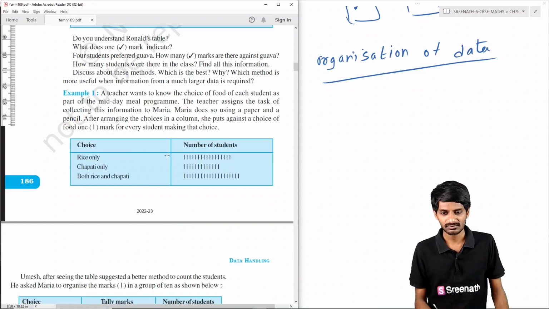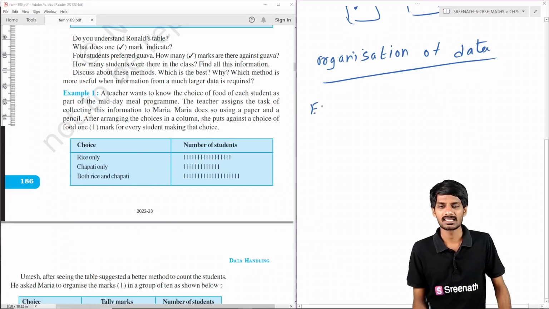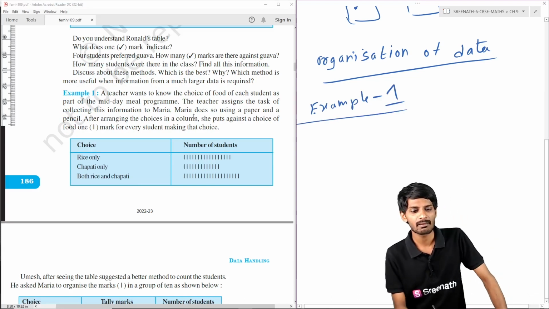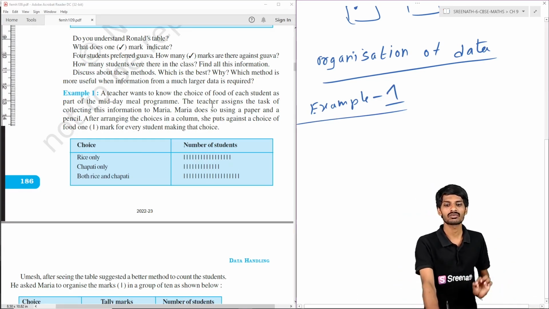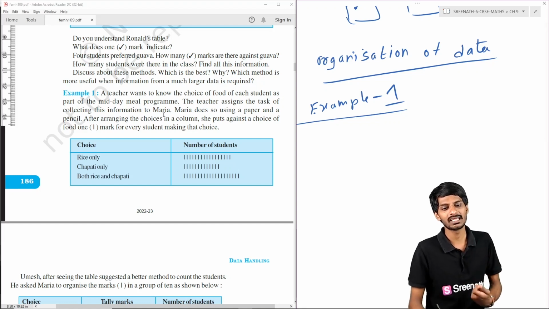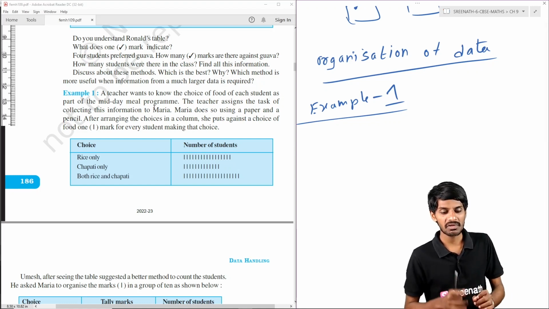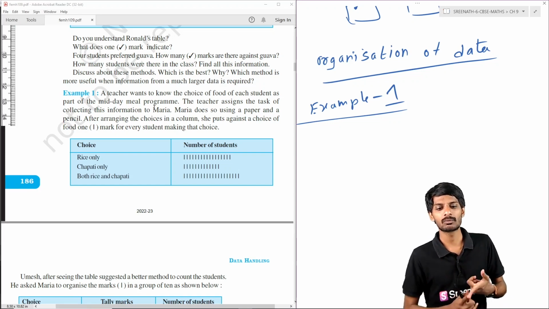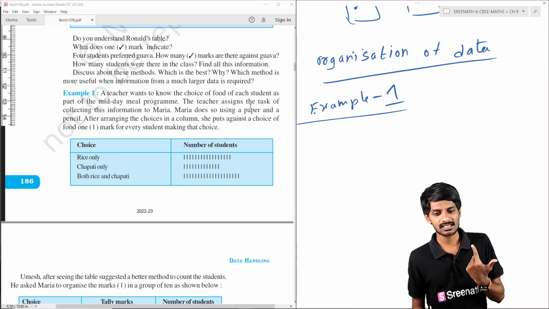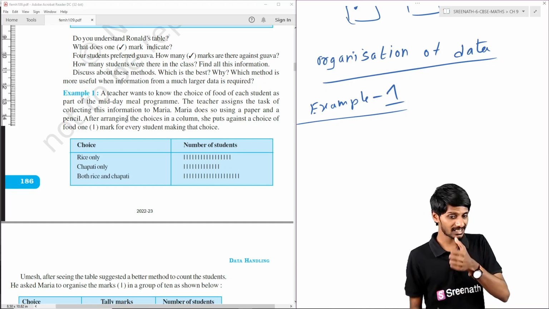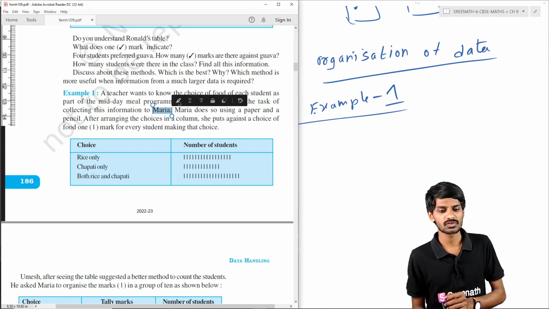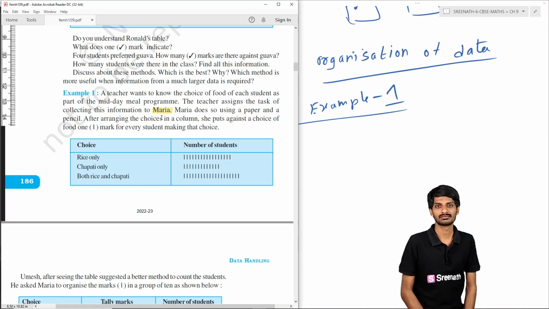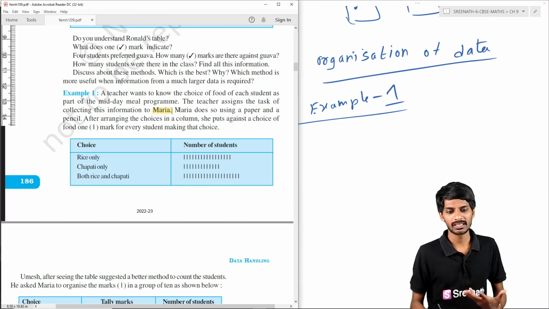So here there are examples regarding organization of data. We are going to solve those, students. Example 1. In this example, a teacher wants to know the choice of food of each student as a part of the midday meal program. The teacher wants to know the students' choice for the midday meal program, so she assigns the work of collecting the information to Maria. Maria has to collect this information about their choice of food.